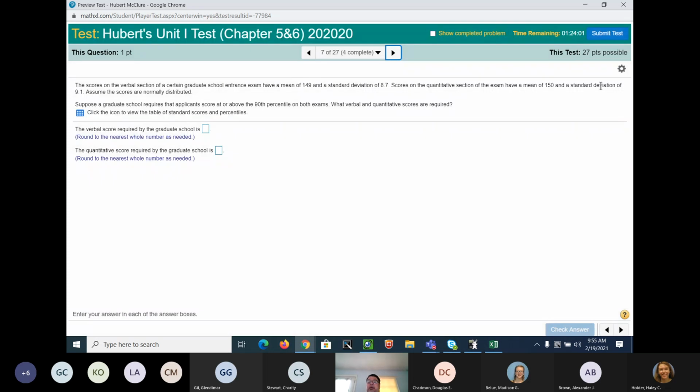Quantitative section on exam, standard deviation. Graduate school requires an applicant. This is a Z-score. This is just like SHAC versus LBJ. You got two sets of scores, and they want you to find the percentiles of both and find out which one will reach the 90th percentile.